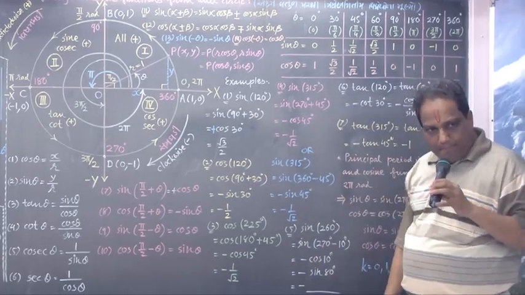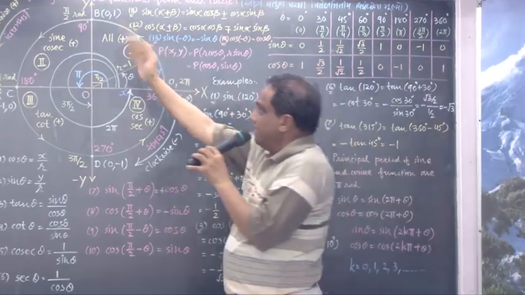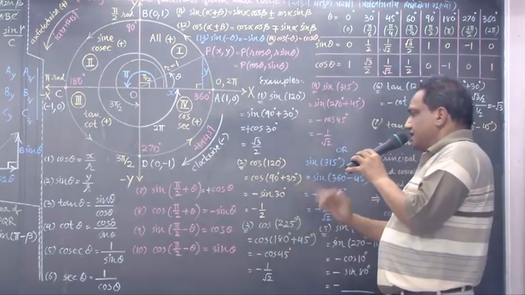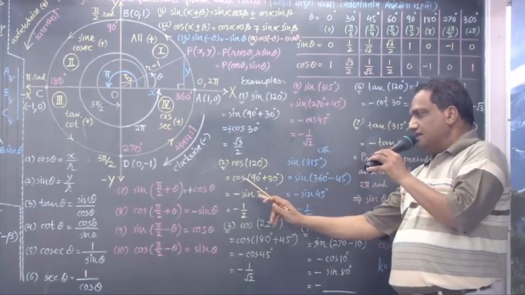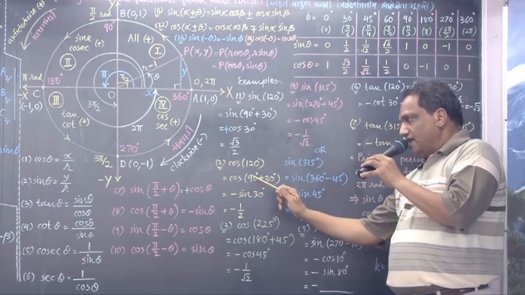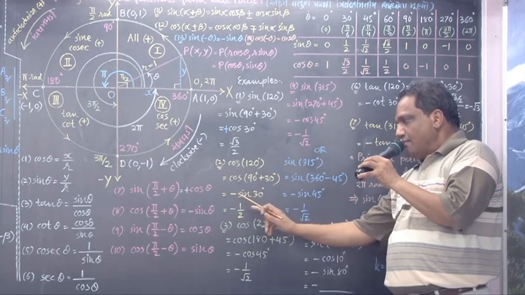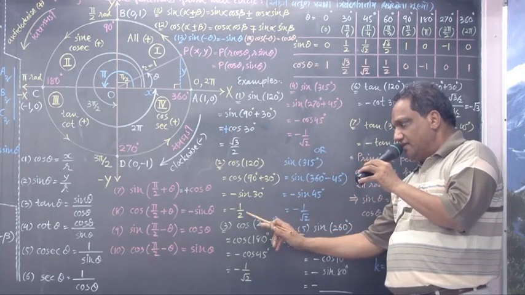90 plus 30 is 120. So you are in the second quadrant, where the cos function is negative, so I should write a negative sign. And then the coefficient of 90 degrees is 1, odd number, so cos should be converted to sine. Minus sine of 30 degrees, and sine 30 degrees is 1 by 2.